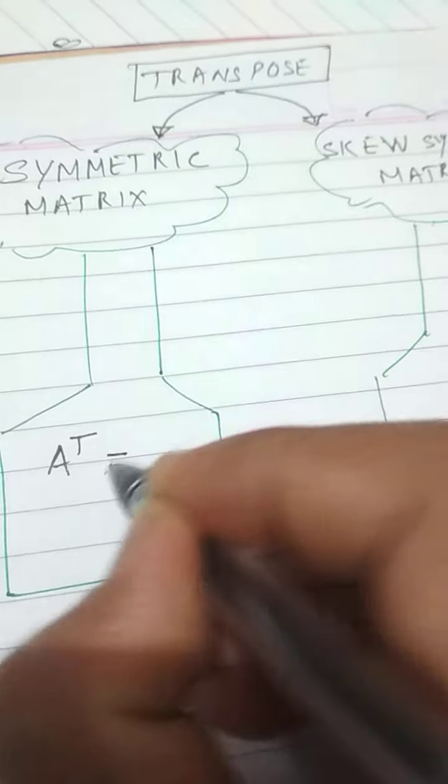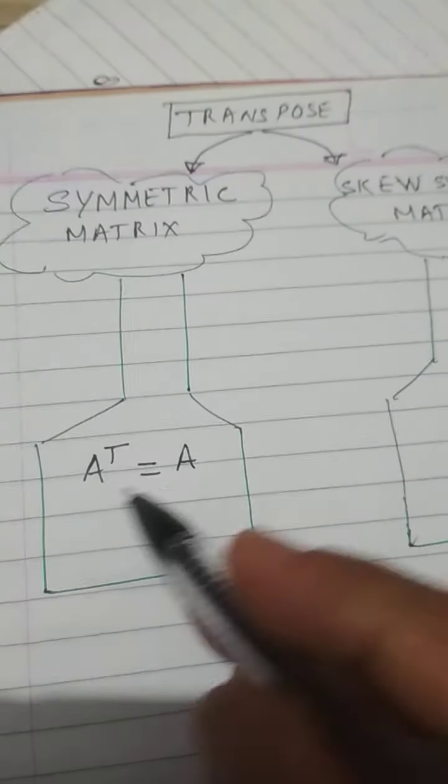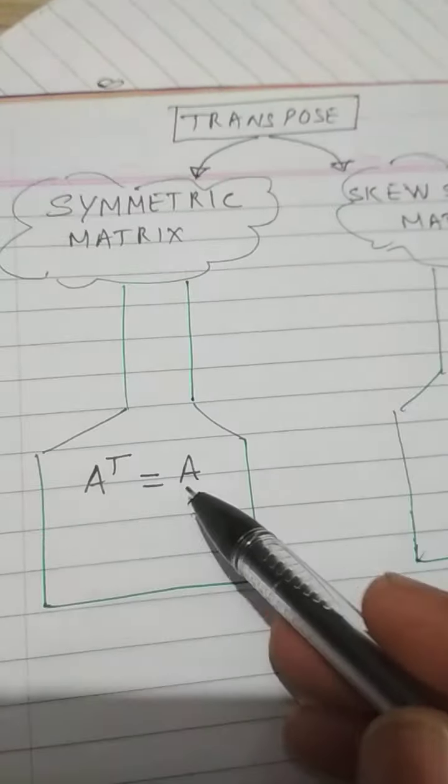Okay, after having done with the definition of transpose of a matrix, children, we have two different categories of study under the heading transpose of a matrix: symmetric matrix and skew symmetric matrix. What is a symmetric matrix? If the transpose of a matrix is itself, then matrix A is called the symmetric matrix.